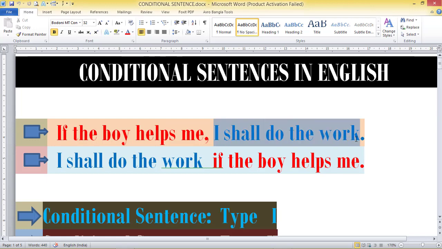And in the first part, if the boy helps me, there is if. And the part having if is known as the if clause. And in the second part, there is no if. And the part without if is known as the main clause. In case of a conditional sentence, the performance or non-performance of the action in the main clause depends upon the performance or non-performance of the action in the if clause.